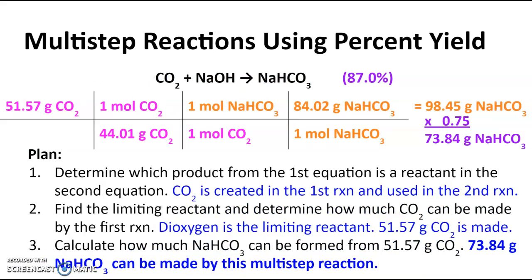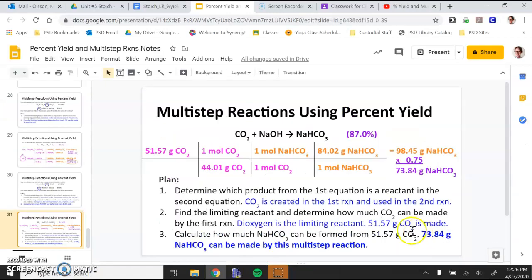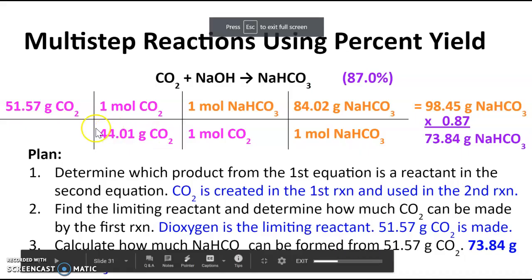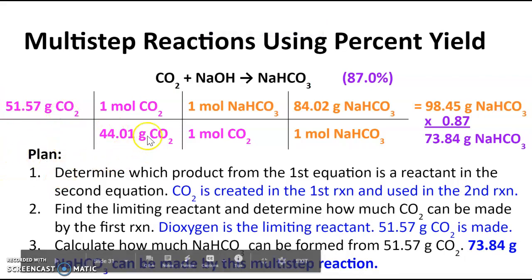So in this example, we'll take the starting amount of carbon dioxide, which is actually the amount of product from the first step, and we'll plug that in. So we have 51.57 grams of CO2, and then grams to moles, mole to mole, moles to grams.